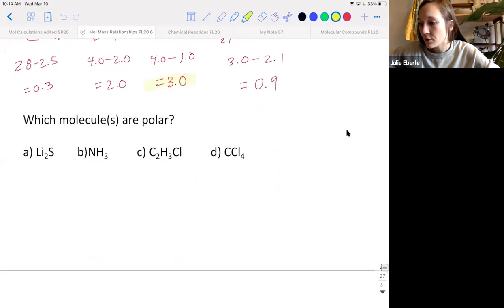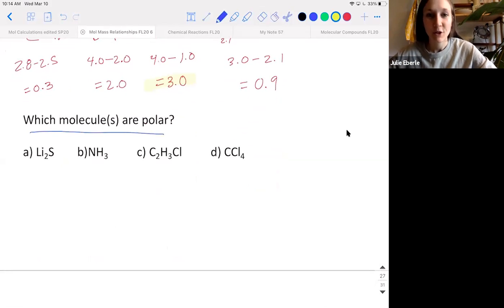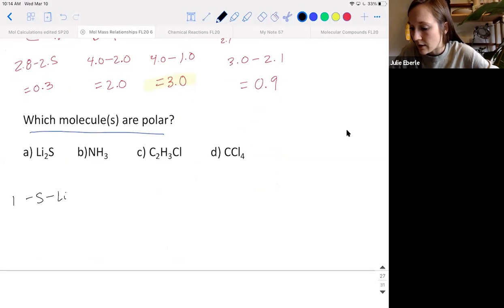Okay, now which molecules are polar? I think these questions are sneakily hard. You don't have a lot of math to do, but there are a lot of layers and steps. You've got to draw the Lewis structure, figure out which element is least electronegative and which is more, and draw in your dipoles and all that. So we've got sulfur here with lithium on each side.